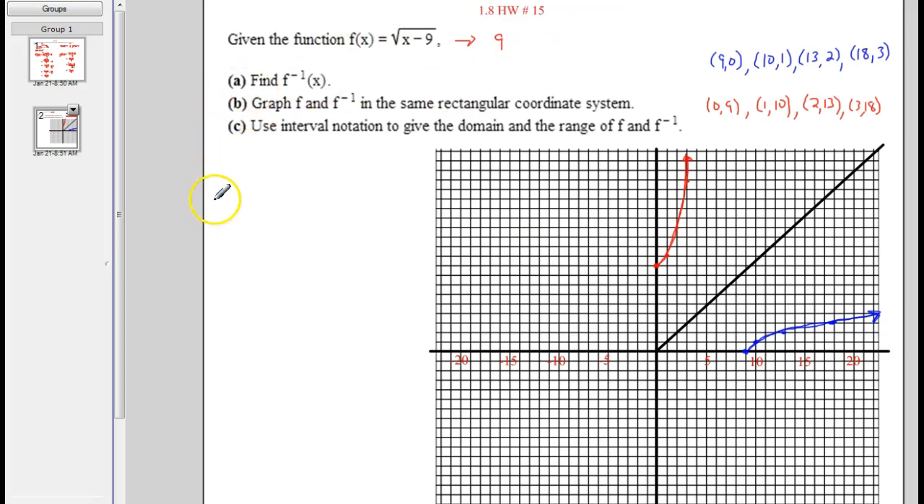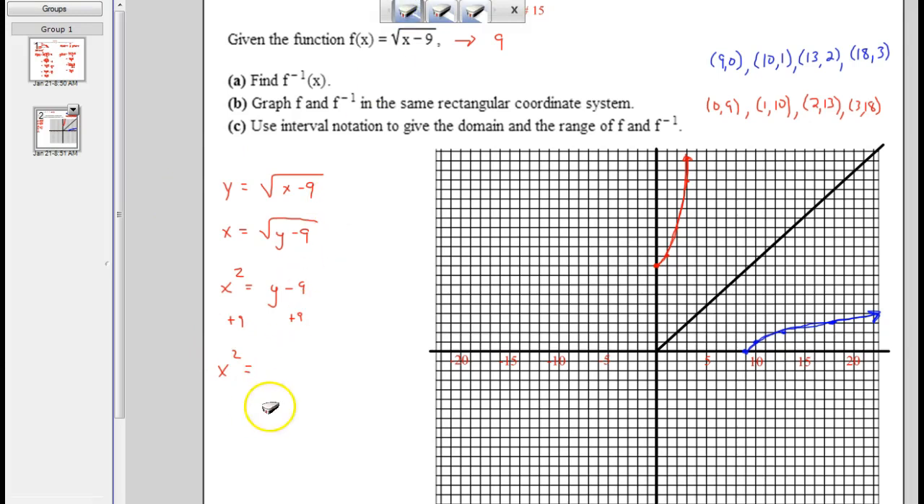To find f inverse of x, remember, we replace f of x with y, and then we flip-flop x and y. So these two change places, so this is x equals the square root of y minus 9. Alright, I need to square both sides to get rid of that radical, so that's x squared equals y minus 9, and then add 9 to both sides. So I end up with x squared plus 9 equals y.